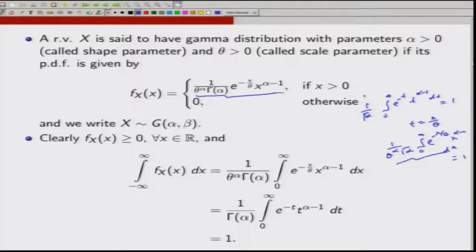Such a random variable is said to have a gamma distribution with shape parameter alpha and scale parameter theta greater than 0. Now, alpha determines the shape.